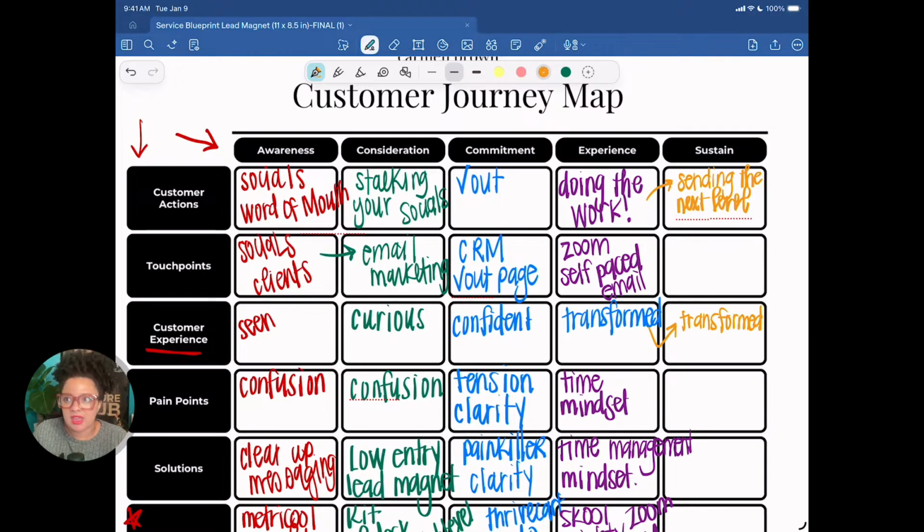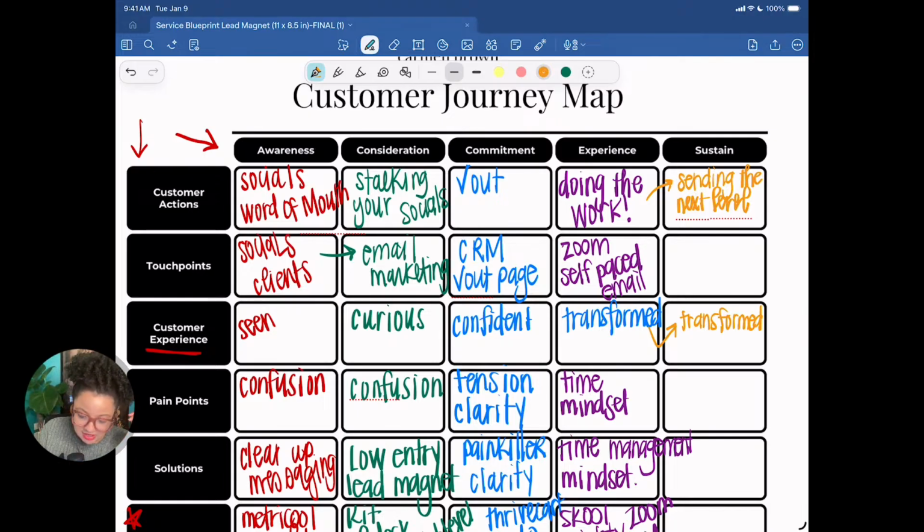So let's say somebody just went through a 12-week course or cohort. The next step then would be bringing them into maybe a membership model so that they can continue the work with you and continue to have that transformation. Or maybe you're upselling them from a cohort into a one-on-one coaching role.